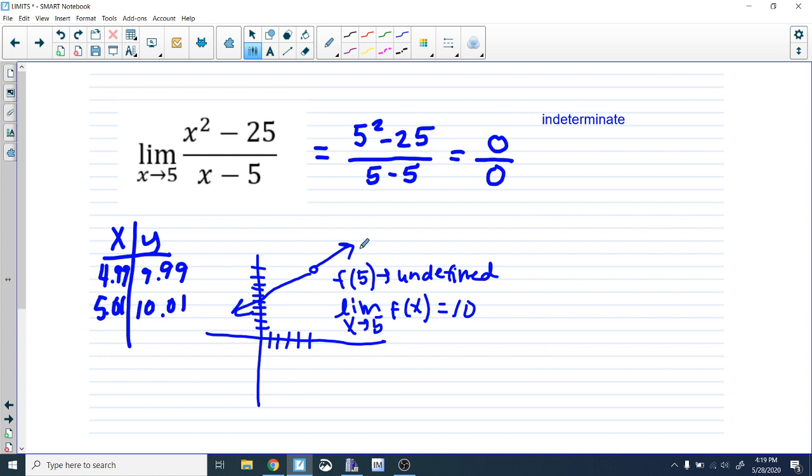Here's the function f of x equals x squared minus 25 divided by x minus 5. What I want you to see here is that f of 5 is undefined. There is a hole there. There is no y-coordinate associated with x equals 5. However, this sneaky limit comes in and says, but where are you on the y-axis? You're at 10. Okay.